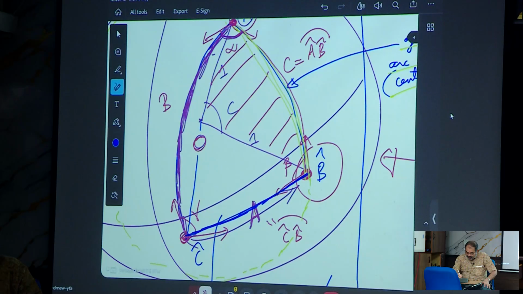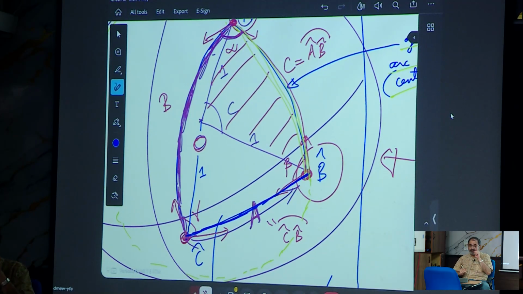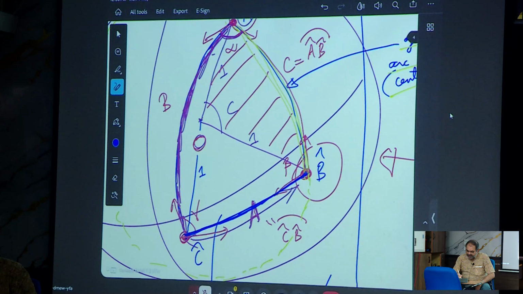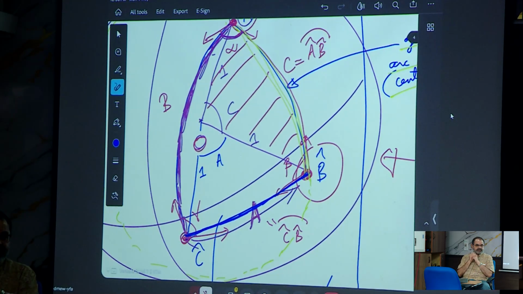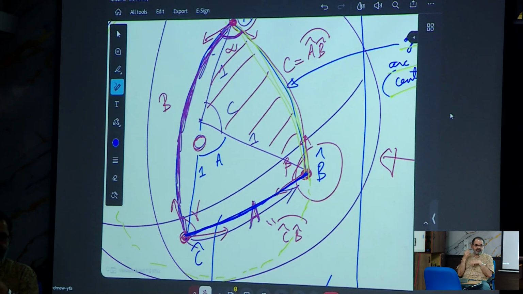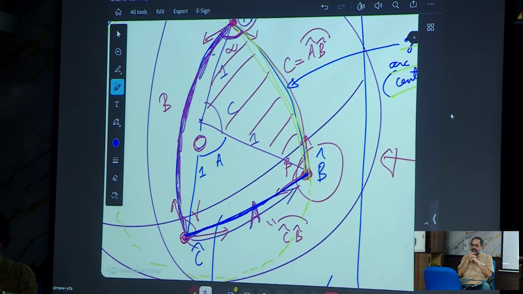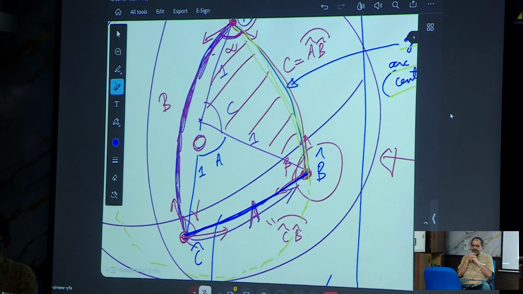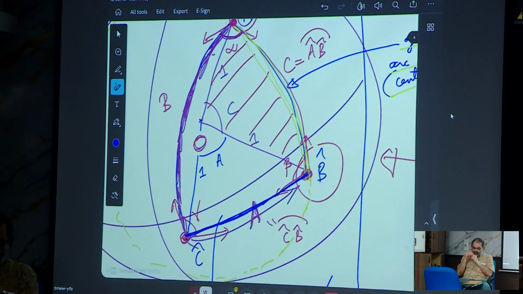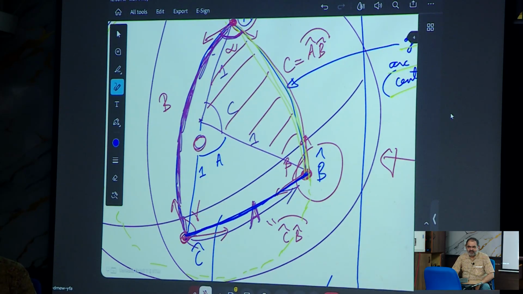And you see, I am taking a sphere of radius 1. So now this arc length is actually A. Then it's clear that this angle is also A, because arc length is radius times the angle, if you measure the angle in radians. The radius is 1, so the arc length is the same as the angle that the arc subtends at the center.